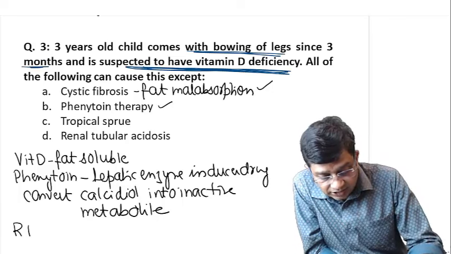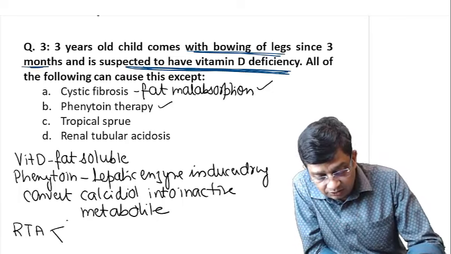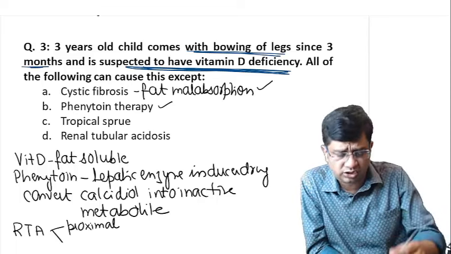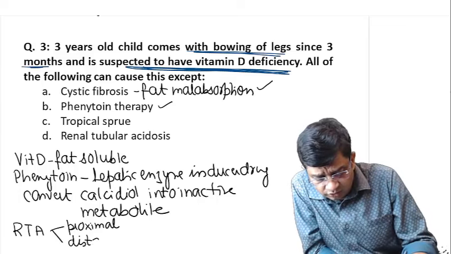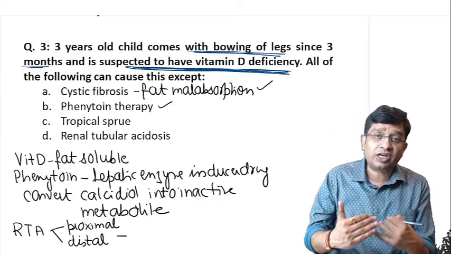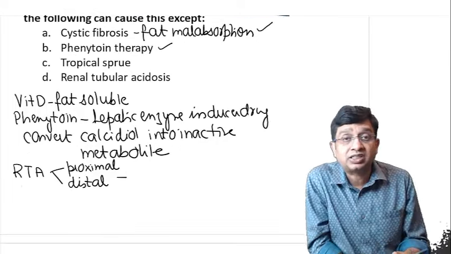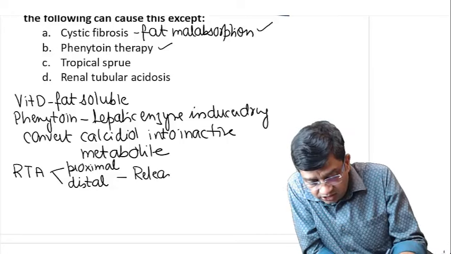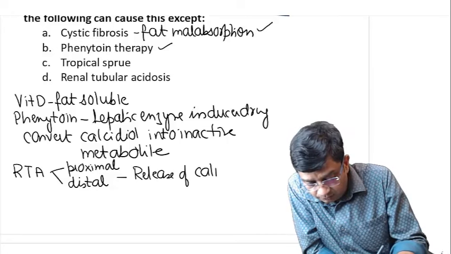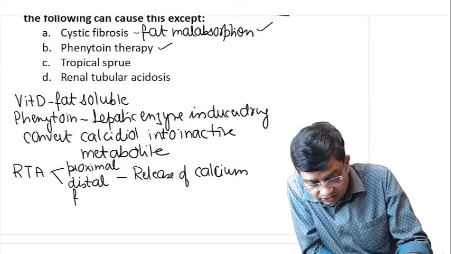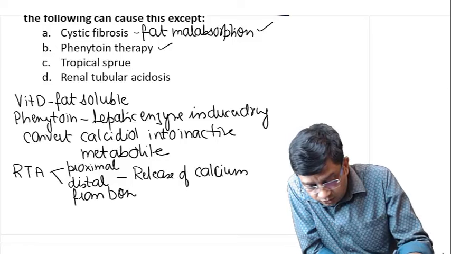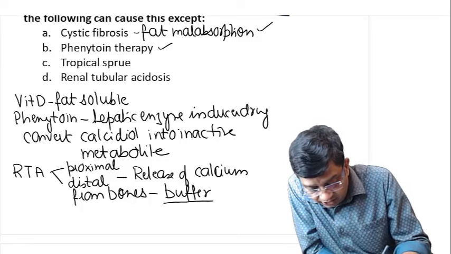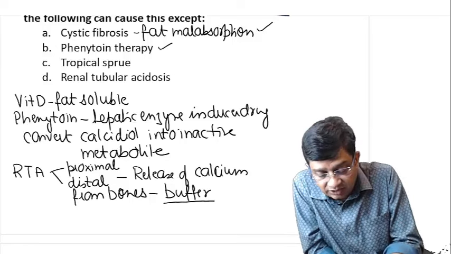Renal tubular acidosis may be proximal, may be distal. If they are for long duration, both of them can cause release of calcium from the bones, which acts as buffer. Very long duration. So there can be what? Release of calcium from bones, which particularly acts as buffer. So this can definitely be seen here.